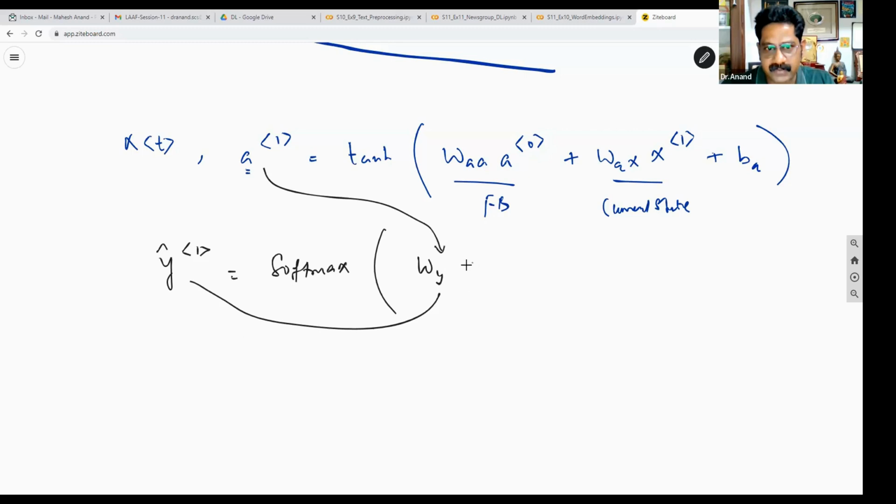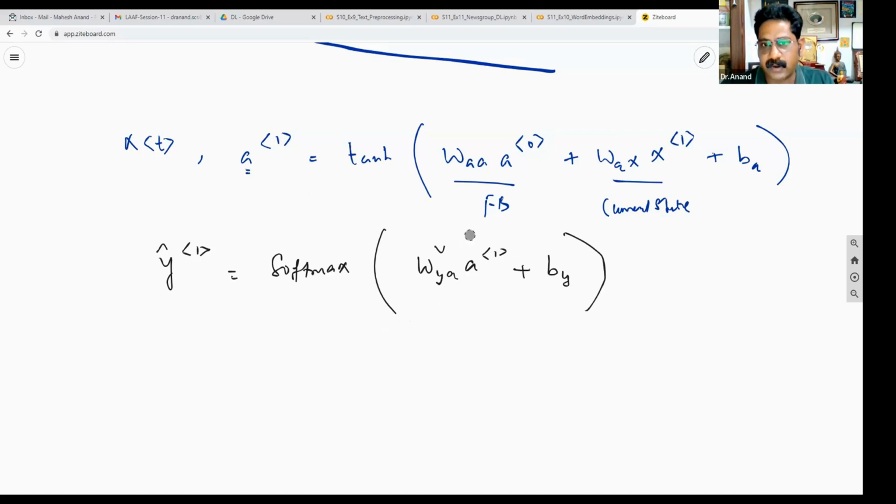So it is going to multiply with a kind of variable. The W suffix YA is going to multiply with this, plus the bias attached with the output, so B suffix Y. If you read any literature, you will not be intimidated by the equation.